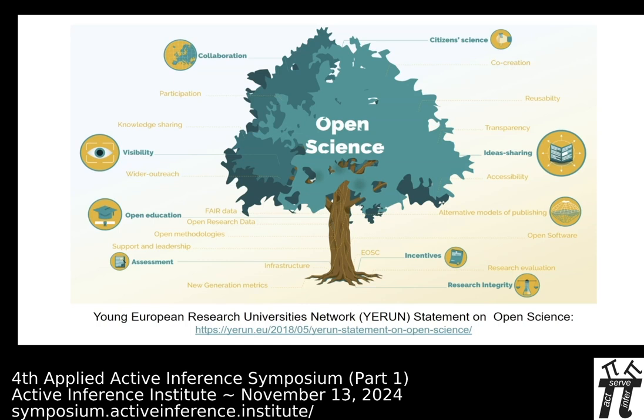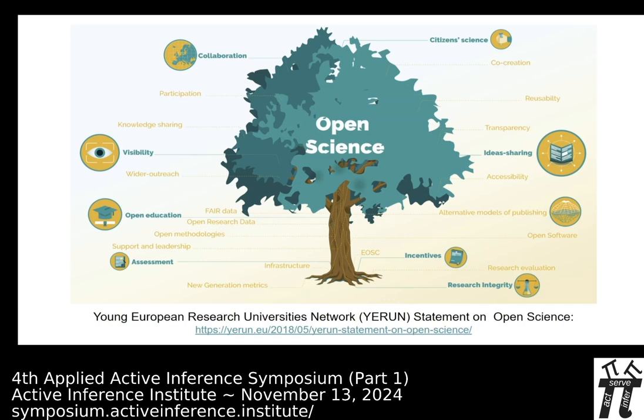There's also visibility and idea sharing, so being able to get to the outputs and read them and understand them is important. Open education is important. Idea sharing, because you need to have a focus on collaboration. Alternative models of publishing, you need to be able to publish the work to get it out there into people's hands. Incentives, assessments, and research integrity. Those are all part of this open science tree.